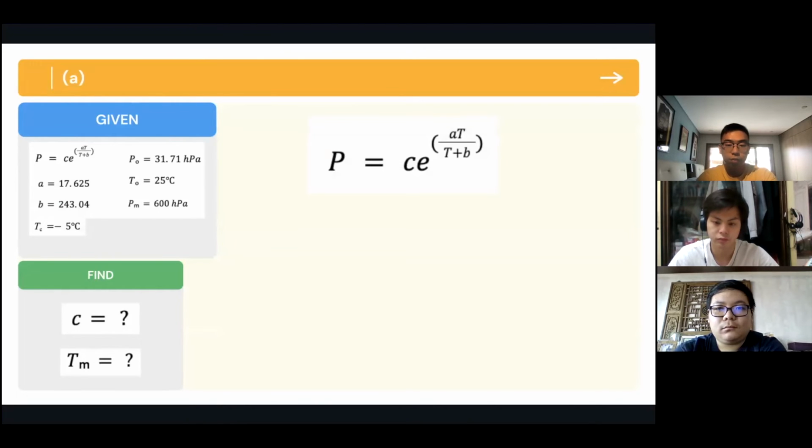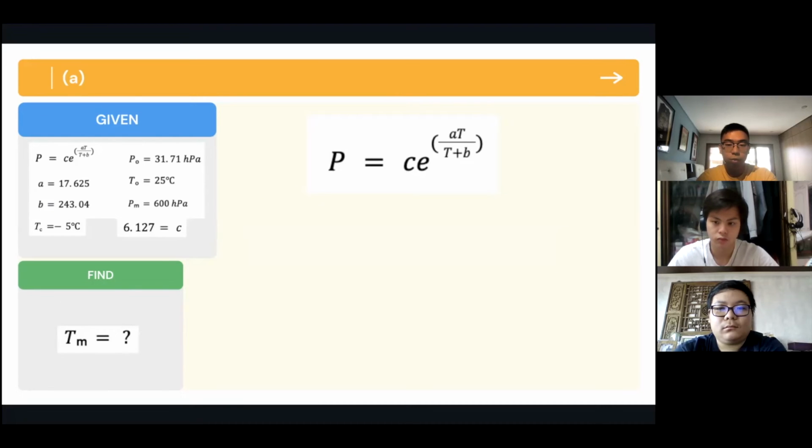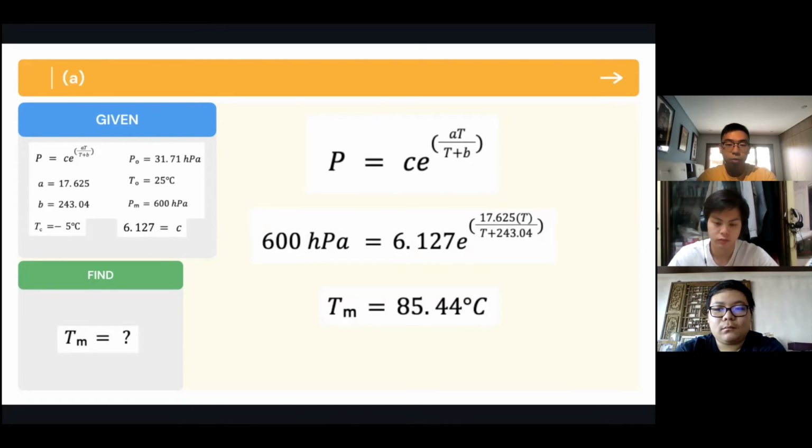Using the equation derived from the Magnus approximation, we plug in the values of A, B, T naught, and P naught as shown. Solving for C, we get 6.127. Now that we have the value for C, we can obtain T sub M. After plugging in the values of P sub M, A, B, and C, we get this equation. Solving for T, we get T sub M equal to 85.44. This means that the temperature to manufacture the tablet coating is 85.44 degrees Celsius.